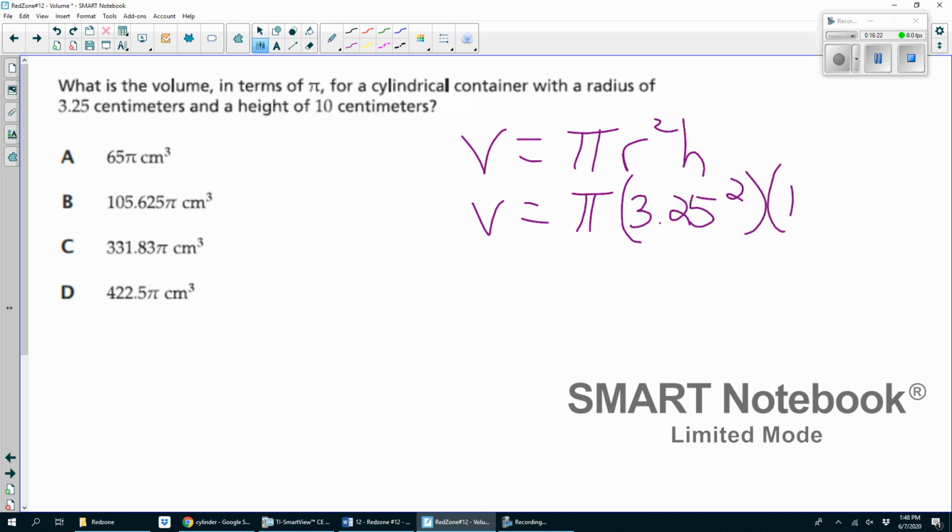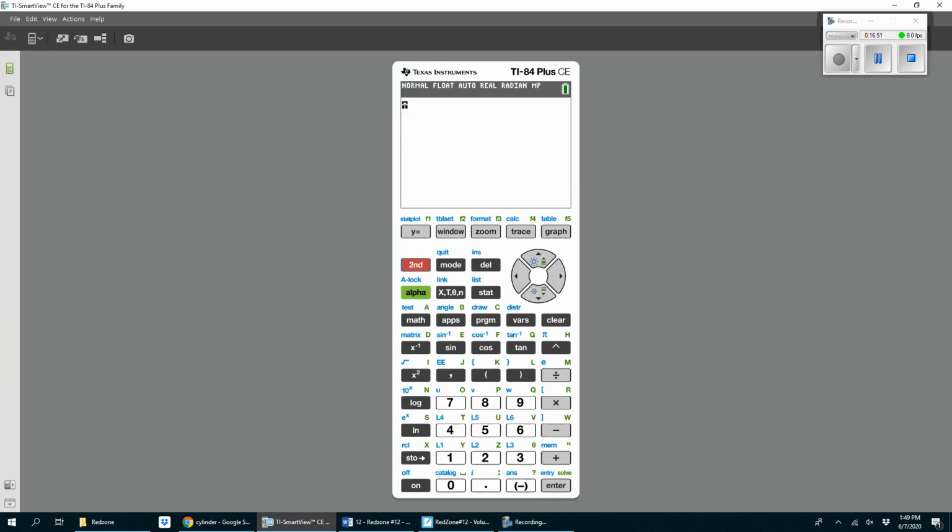Now the problem we're going to have here is because 3.25 is already a decimal, your multi-view calculator is not going to want to give you the answer in terms of pi. When there's already a decimal involved, it doesn't want to do it. So you have to know how to do it. So I will show you. I go to my calculator, and I'm going to show you how to write it as a decimal and in terms of pi. If I want it as a decimal, I just type in this whole thing right in my calculator. So that would be pi times 3.25 squared times, and I believe the height was 10. I need to double check. Yes. And I get this, 331.83.